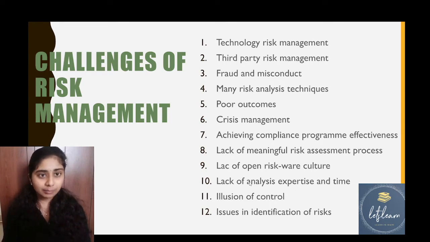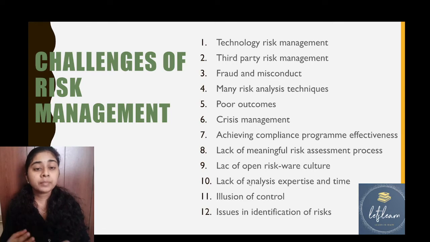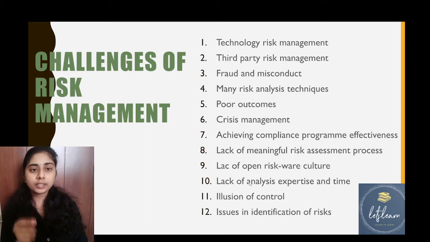Second one is third party risk management. As the business organization is growing up, there will be more intermediaries. The distribution line will be stretching up, so they have to see each of the intermediaries, they have to monitor each of the third parties, to see who is creating a risk for the business organization.